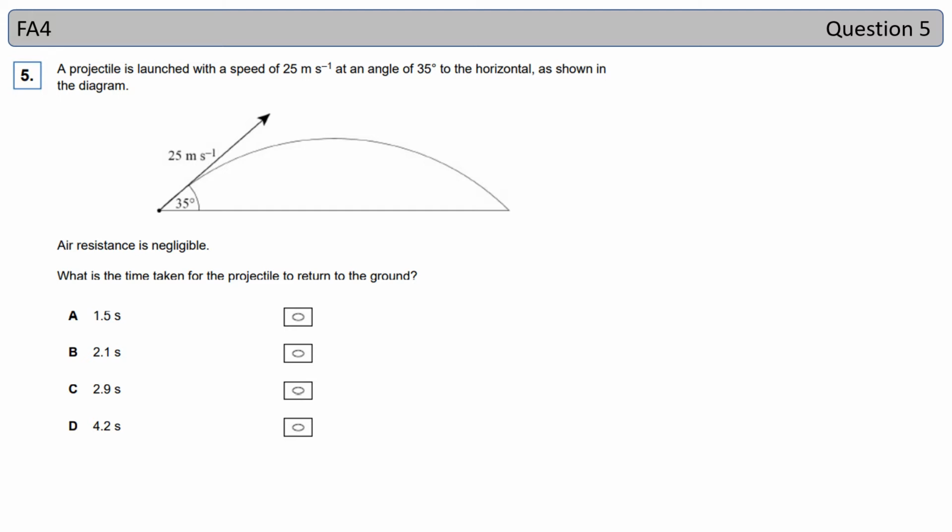So instantly, before we even get started on this really, we should write in our horizontal and our vertical components. Our horizontal component is going to be 25 times cos of 35 degrees, and our vertical is going to be 25 sine of 35 degrees.